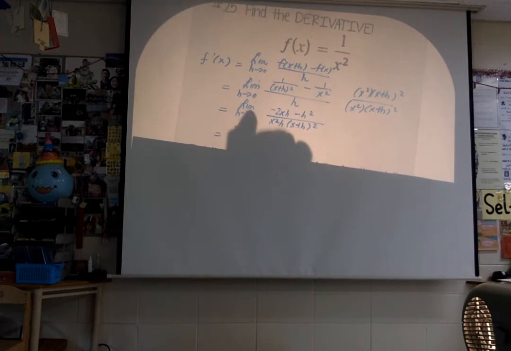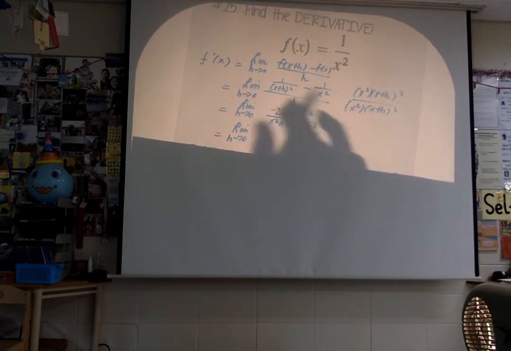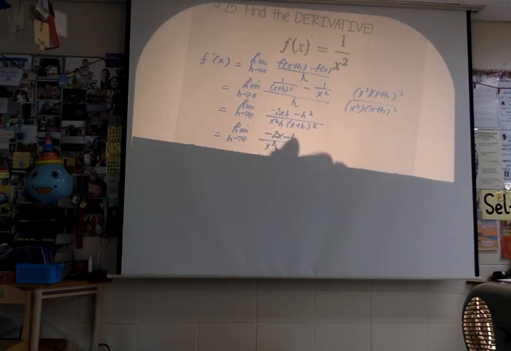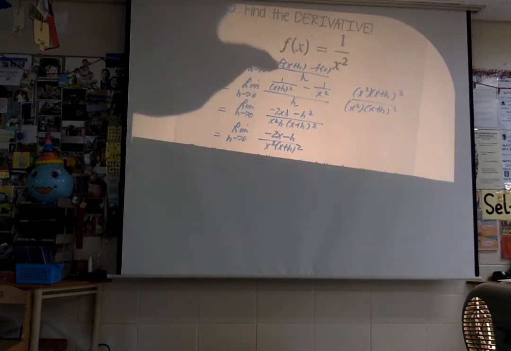Now, let's simplify everything. Limit as h approaches 0. Notice I'm writing this every time because you need to. And when I actually factor out, I end up with negative 2x minus h all over x squared, x plus h squared. Can you guys make sure that your algebra is correct so you got to this point? I know it looks like, how did she get from here to here to here? But I skipped a lot of steps.